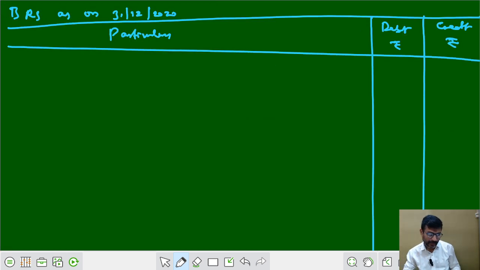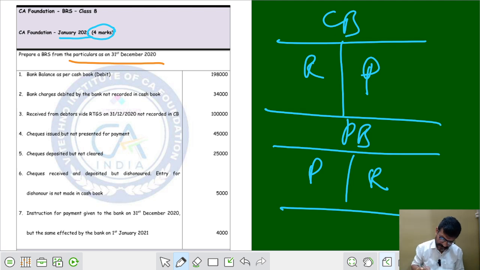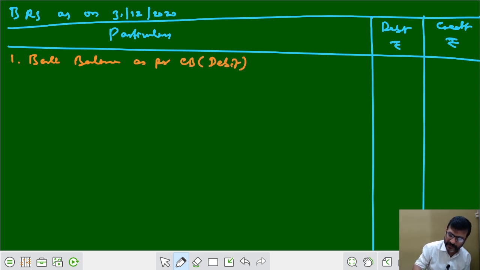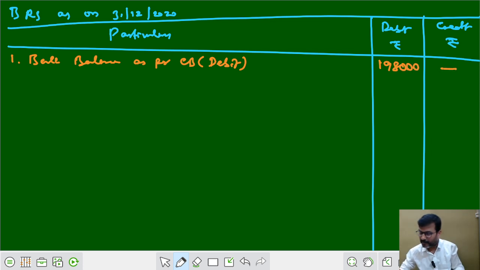I already prepared the format. BRS is on 31st December 2020. Here we have the bank balance as per cash book. What balance is it? Debit balance. So where do we write it? On the debit side only. Bank balance as per cash book, showing a debit balance, so we take it on the debit side with an amount of rupees 1,98,000.